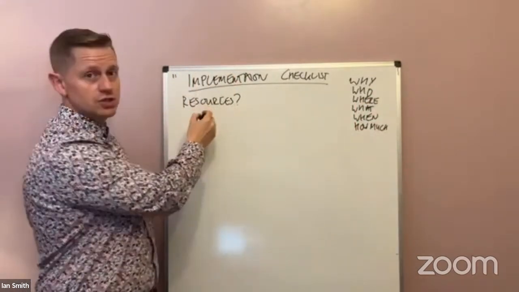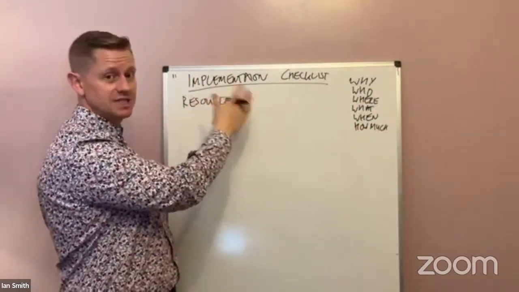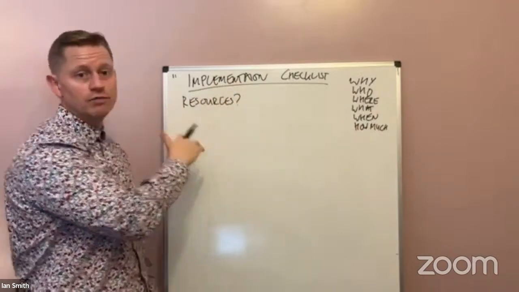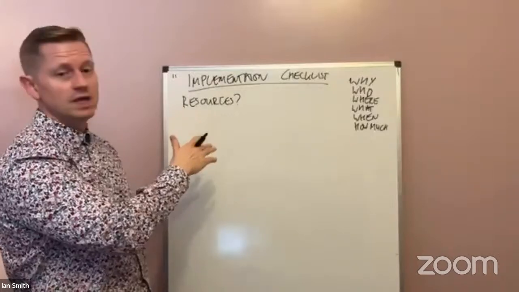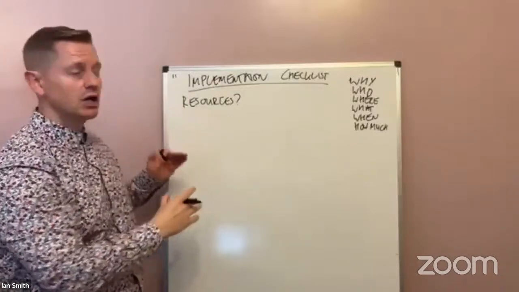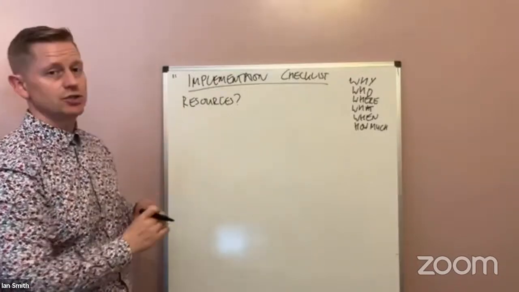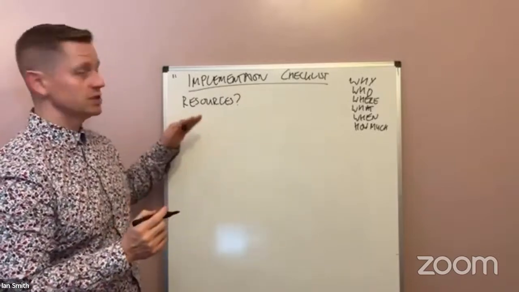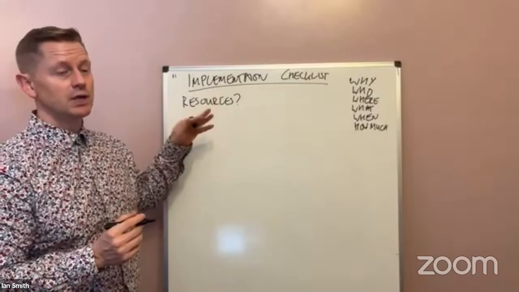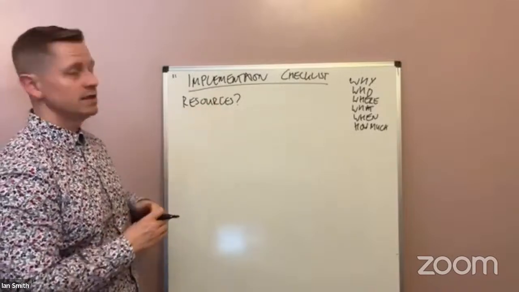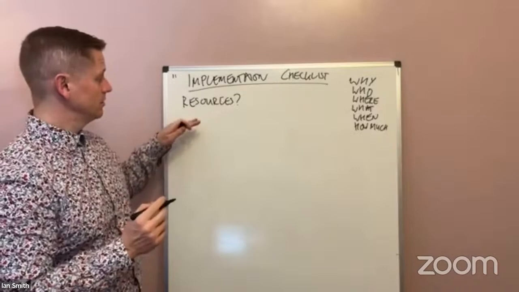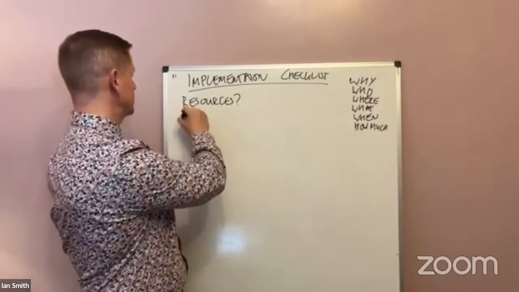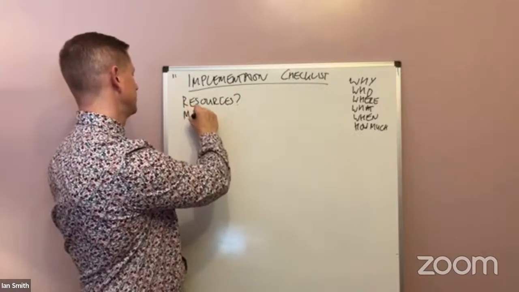Then resources: ensure that you've got enough time, enough people, enough funds to move it forward, and enough equipment or information to ensure that you're able to move forward and make that decision. So if you've got enough time, people, equipment, and info, then you know that you can make that next step. The next question is motivation.